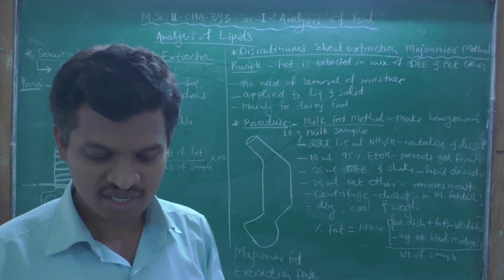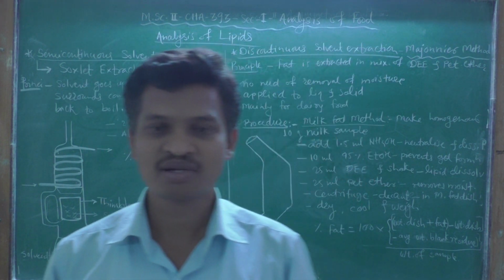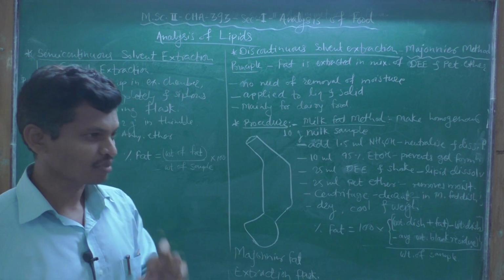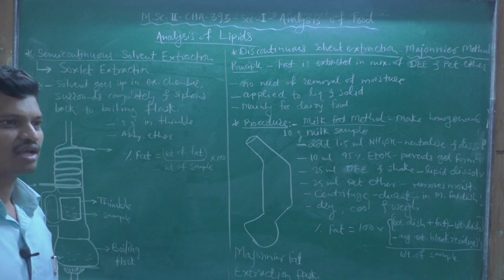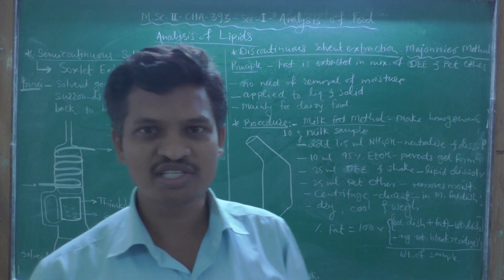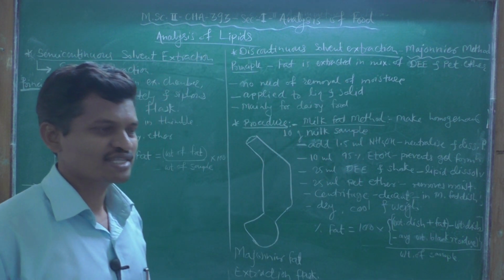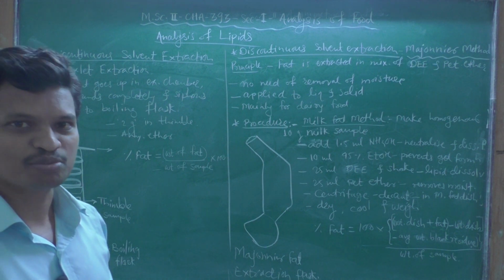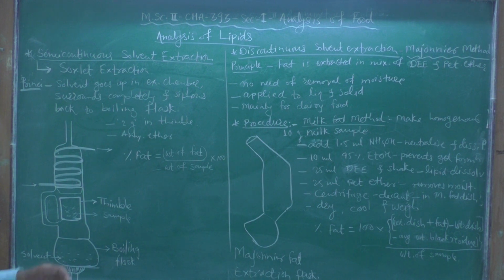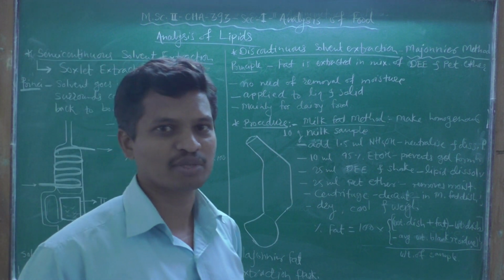In the last lecture we have seen what is meant by lipids, what is meant by fat, what is the basic difference between them, and some introductory part. There are different methods for the extraction of these lipids or fats from the food sample. Last time we discussed the continuous method, and today we are going to see in detail the semi-continuous solvent extraction and discontinuous solvent extraction method.